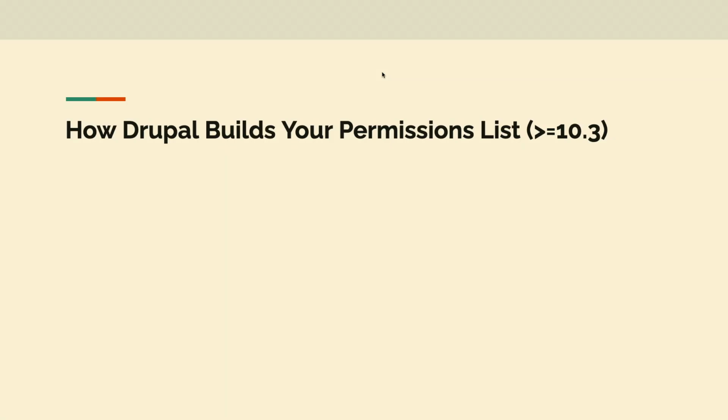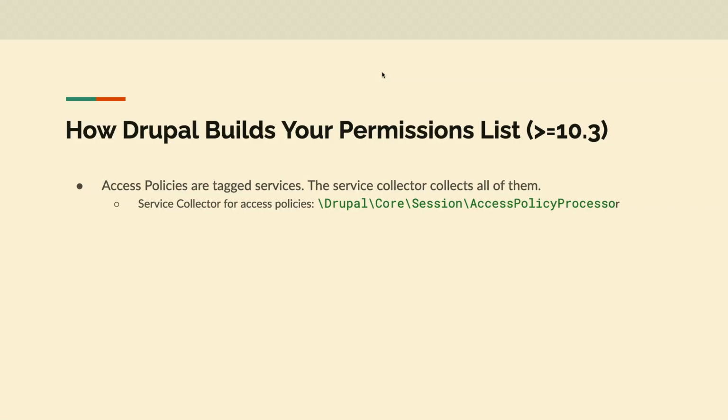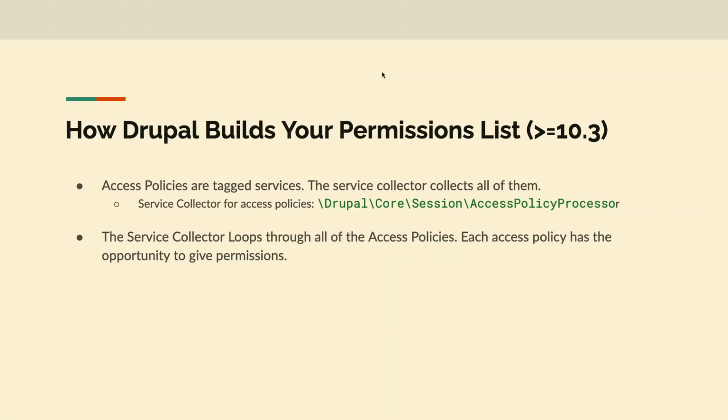So how Drupal builds a user's permission list in 10.3 or greater. Access policies are tagged services, and there's a service collector that collects them. The service collector for access policies is called the access policy processor. What happens is the access policy processor will gather all of your access policies, and it will loop through all of them. And it will say, hello, access policies. Do any of you want to give this user any permissions? And access policies can say, yes, here are the permissions we want to give the user.